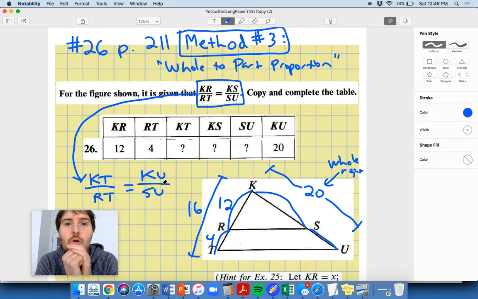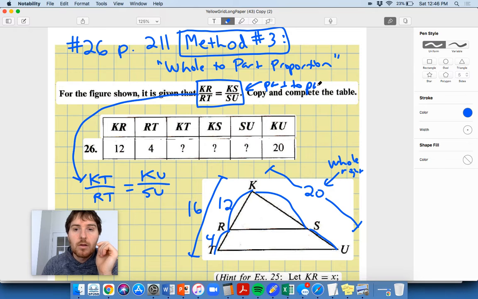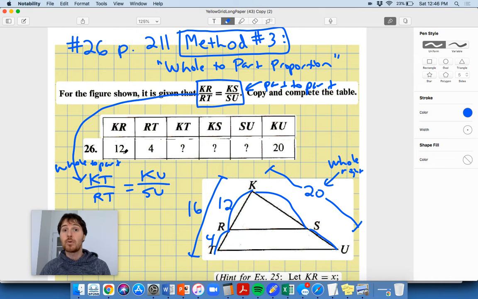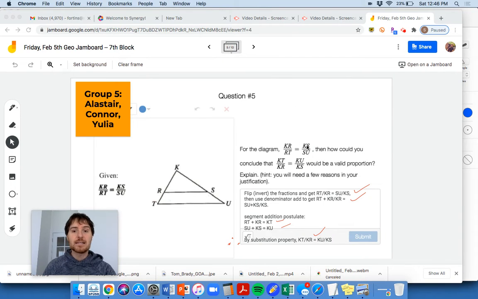That's why I wanted you to hopefully justify that on Friday: if I have a part to part proportion between these parts of a segment and these parts of a segment, then we can actually say that the whole to part ratios are also equal to each other. So we have another true proportion right here. Just a quick reminder on how we did that in this problem right here, for instance.